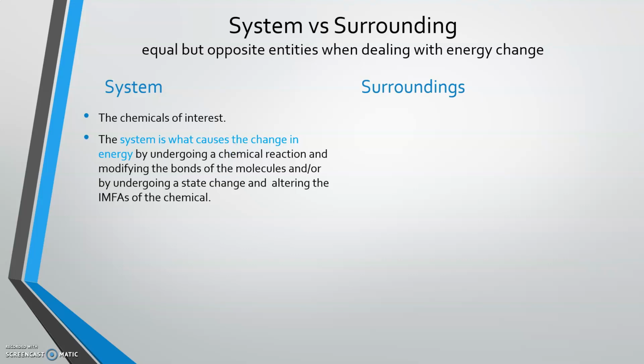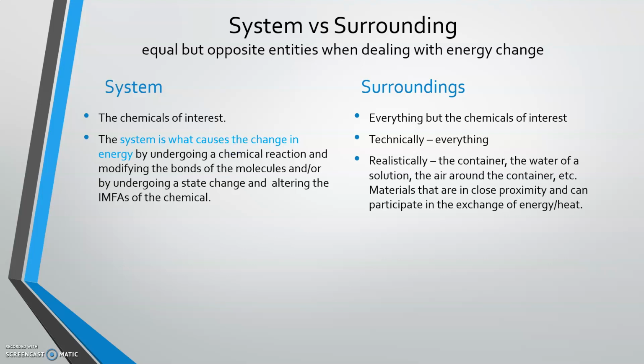The surroundings, you can probably guess, is anything that's not the chemical. So technically, it's everything else, but realistically, it's really only the substances that are close to where the chemicals are. So the container, the water, if the substance is dissolved in water. Water's not part of the system, water's part of the surroundings. The air around the container, and so forth. So again, it's how close is that material to the system in order for it to actually influence what's going on.